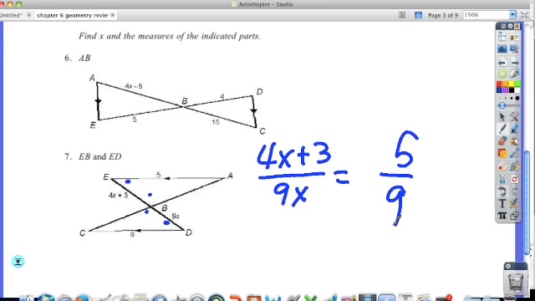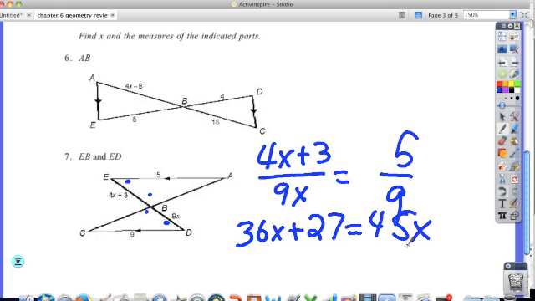Yes. But you don't have a name. Flower. 36x plus 27 equals 45x. So now, if I'm correct, I'm going to subtract 36x from both sides. Okay, 45 minus 36 is? So x is equal to 3.